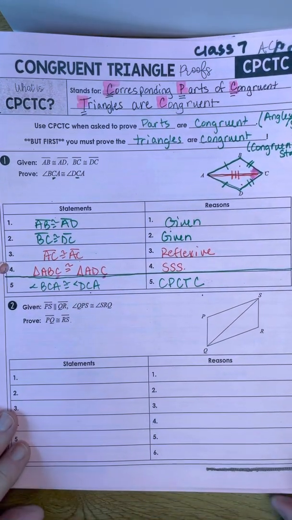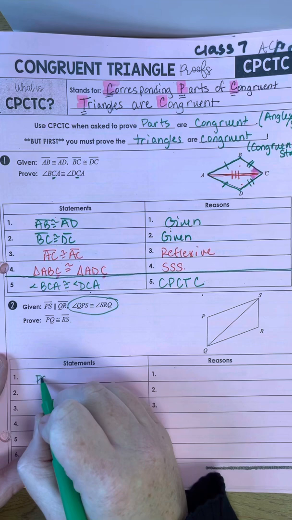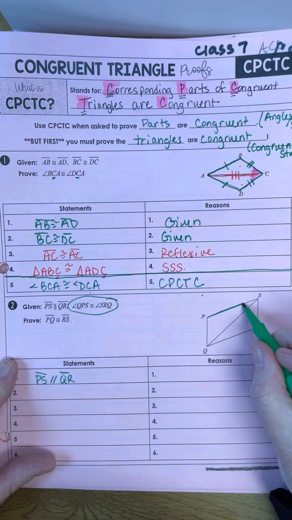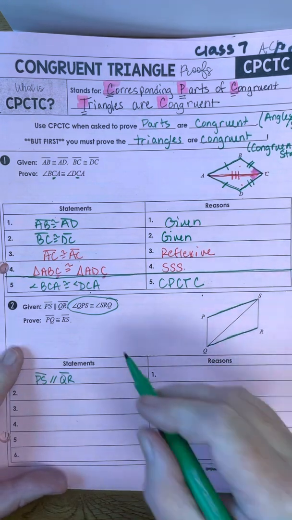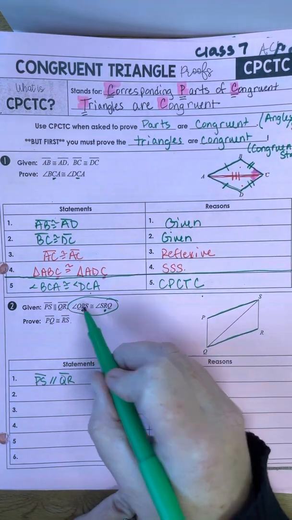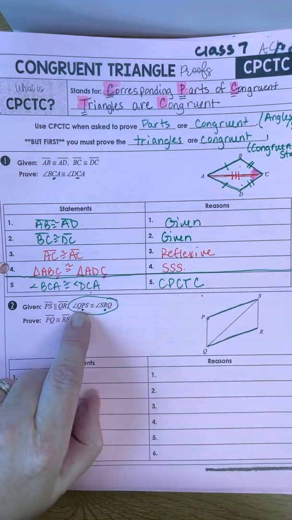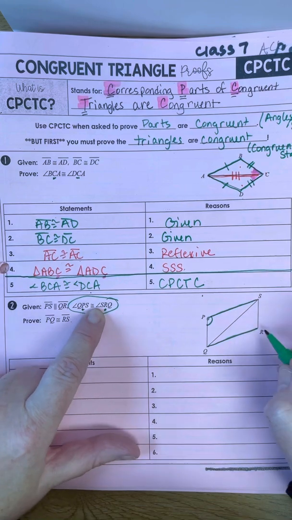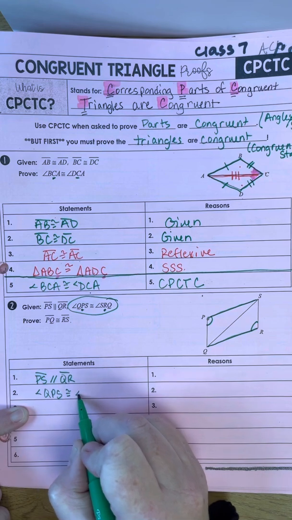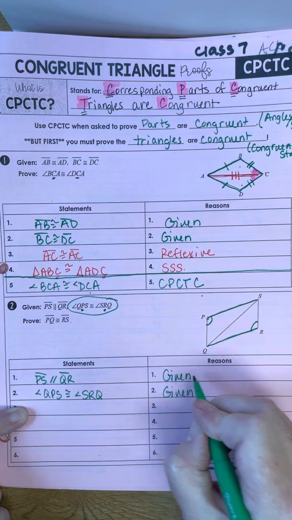Let's do the second proof. You have parallel lines and angles congruent. PS is parallel to QR. So PS, this one's parallel to this one, and angle QPS is congruent to angle SRQ. So the first one is at angle P. I'll show you how I do it. P's the middle. Oh, well, it's just at angle P. Never mind. And at angle R. That was easy. Let's write it. Angle QPS congruent to SRQ. This is given. This is given. All right.